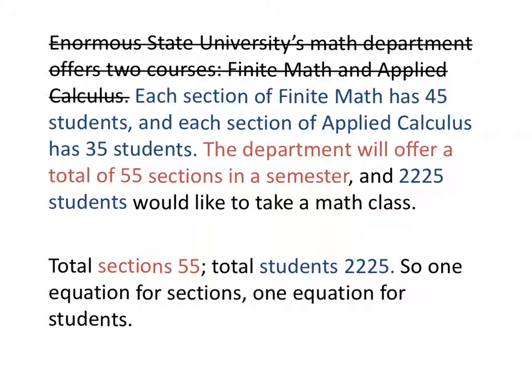Next sentence. Each section of Finite Math has 45 students, and each section of Applied Calculus has 35 students. The department will offer a total of 55 sections in a semester, and 2,225 students would like to take a math class. What I see is there's a total number of sections and a total number of students. So I'm going to write one equation for the number of sections and one equation for the number of students. So our totals tell us what our equations are going to be.